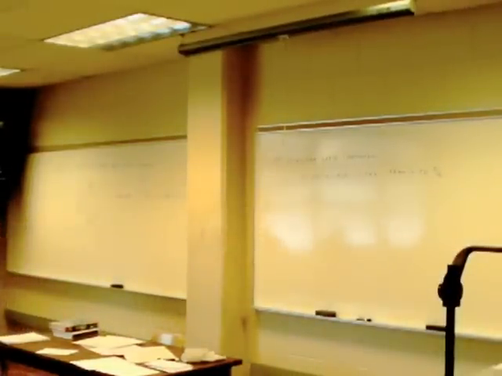First example. Find the area between the curve y equals secant squared of x and y equals sine of x from 0 to pi over 4.